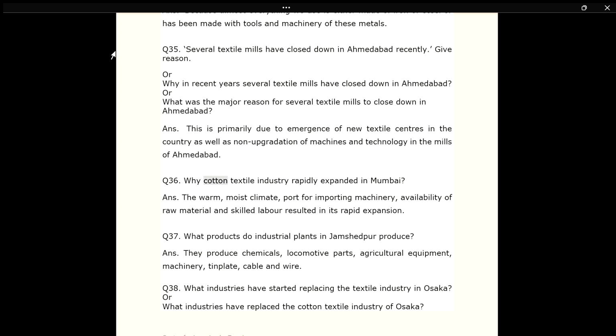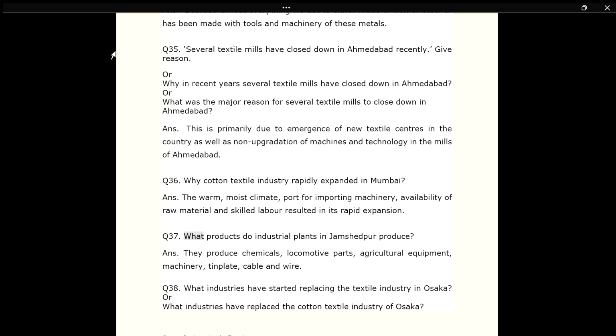Q36. Why did the cotton textile industry rapidly expand in Mumbai? Ans. The warm, moist climate, port for importing machinery, availability of raw material and skilled labor resulted in its rapid expansion.